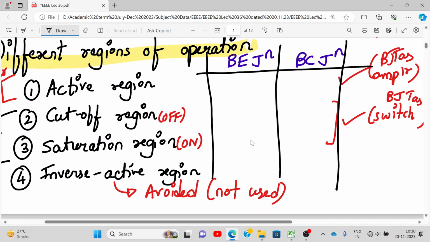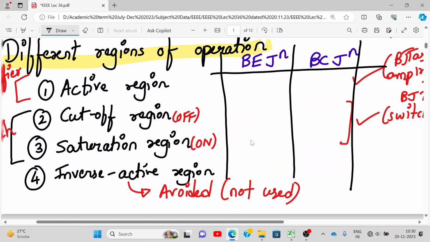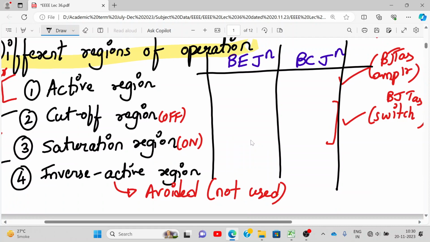There are 4 regions of operation: active, cutoff, saturation, inverse active. Out of this, inverse active we don't use it and it's not there for you also. So the 3 regions of operation are active region, actually, sometimes in the books it's called forward active, cutoff region, and saturation region.